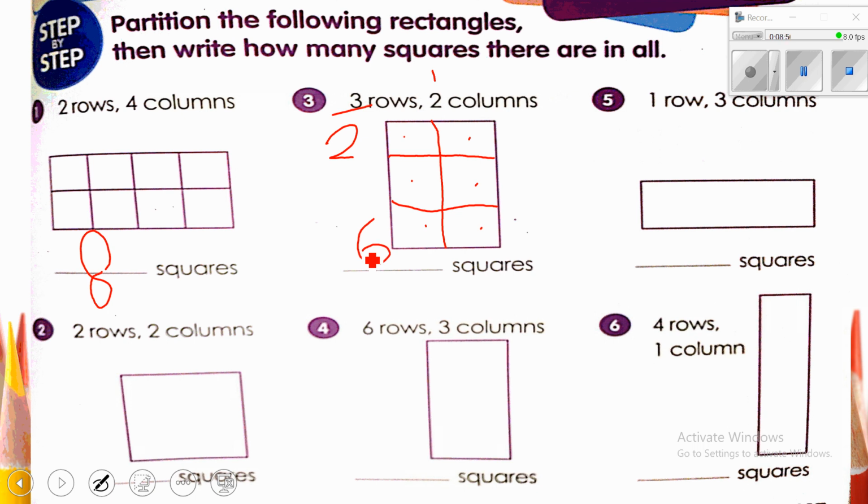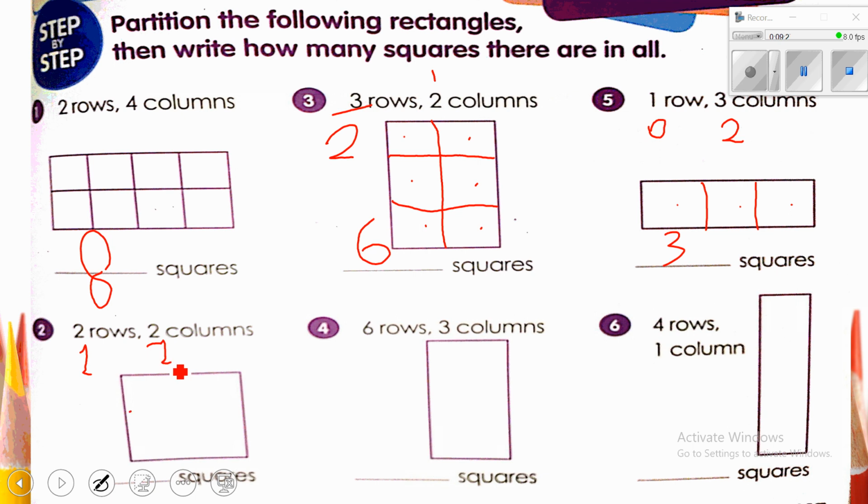Here, I have 1 row. How many lines? 1 minus 1, 0 lines. And 3 columns, 3 minus 1, 2 lines. So 1 row, side to side. Here is it. And 3 columns, I draw 2 lines. Here is 1, 2. So how many squares do I have? 1, 2, 3. Here, I have 2 rows. That means 1. And 2 minus 1 is 1.